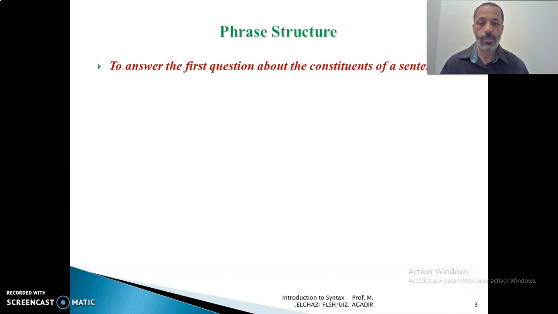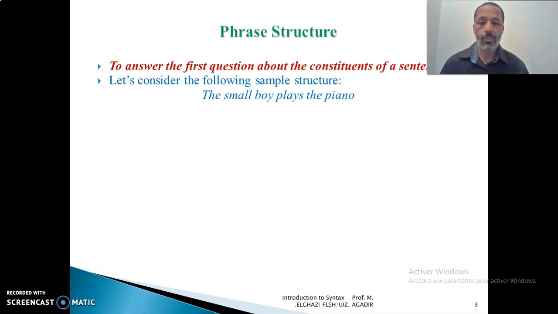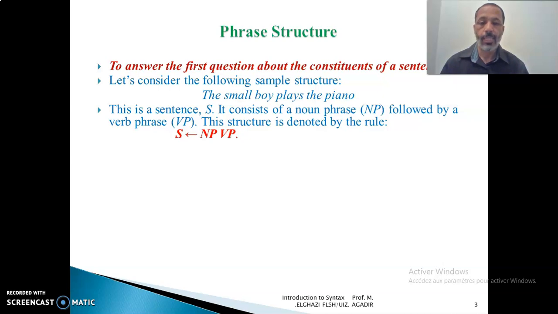Concerning the first question, which is about the constituents of a sentence, we are going to answer the question on the basis of a sample structure. Of course, there are different kinds of structures, different kinds of sentences, but we are going to see basically this simple structure, which is an example of other structures, and we will see the components of which this sentence consists. So this is a sentence, let's call it S. It consists of a noun phrase followed by a verb phrase. This is what we call the immediate division or analysis of the sentence.